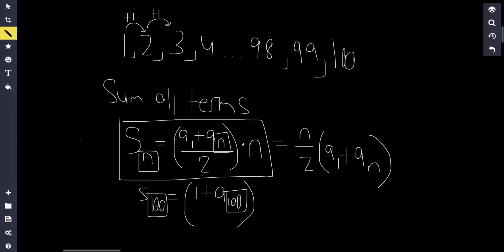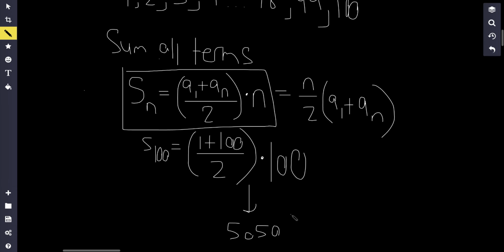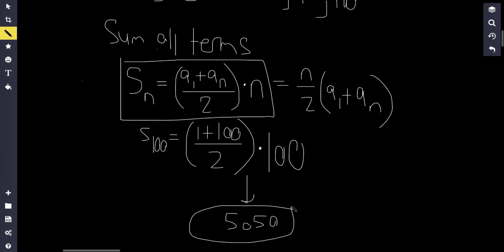So a sub 100, we know that's just 100. We kind of drew that out for you guys. So it's going to be 1 plus 100, divided by 2. And then you multiply that by the amount of terms there are, which in this case is 100. If you put this into your calculator, you'll get 5,050.